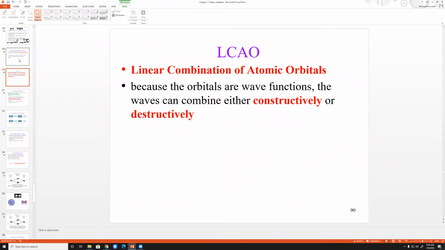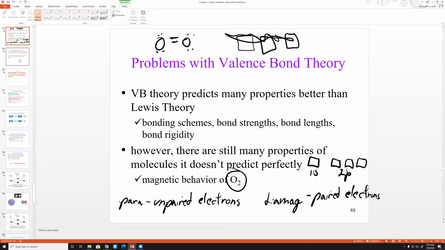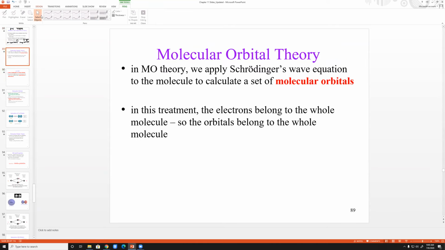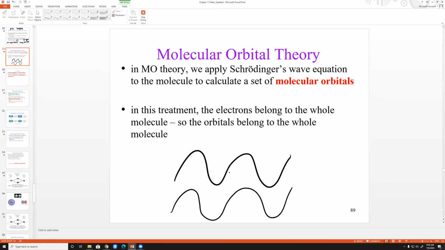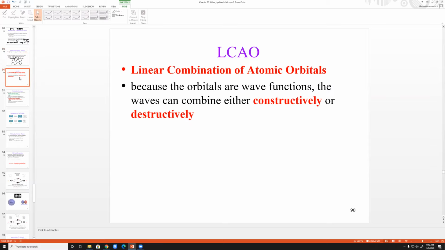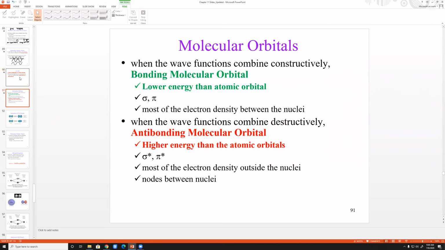So there are wave equations, Schrodinger's wave equations. We've seen waves before, right? Remember that there are two types of interference, constructive and destructive. If you add two waves together constructively, they just add together and the wave has a higher amplitude or higher intensity. With destructive interference, the two waves add to 0. These two interferences have their place in molecular orbital theory.